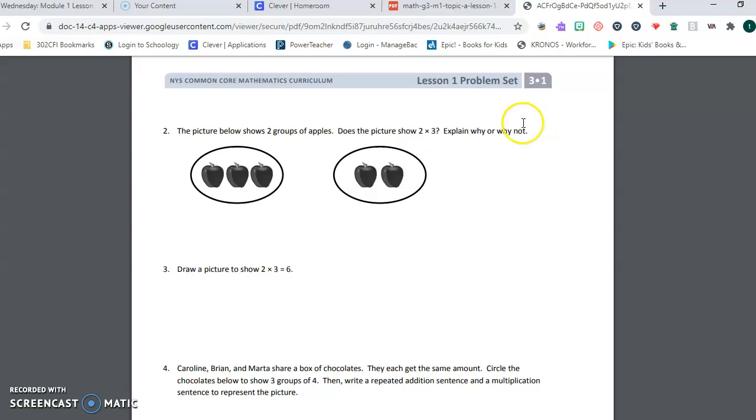But you're not finished with this problem number 2 until you do what they say. So you can't just say no or yes and then move on. You have to actually complete what they ask you to do, which is explain why or why not.